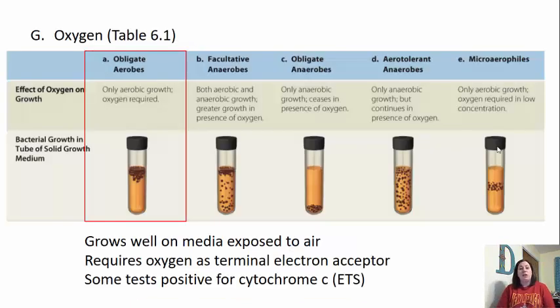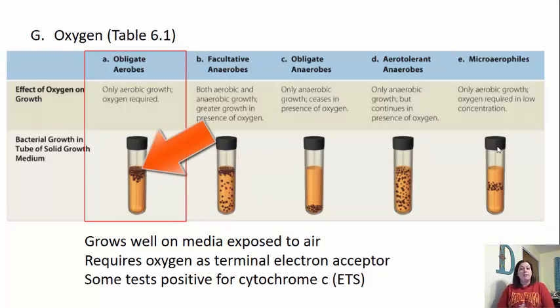Another thing that could be important for the growth of bacteria is oxygen. Now, this is whether or not it needs oxygen or it cannot be around oxygen. All right, so let's look at this table and we're going to break each of these down. So this first group is the obligate aerobes. Okay, these grow well on media exposed to the air. Thus, you can see in the test tube, they're all growing at the surface where oxygen is present.